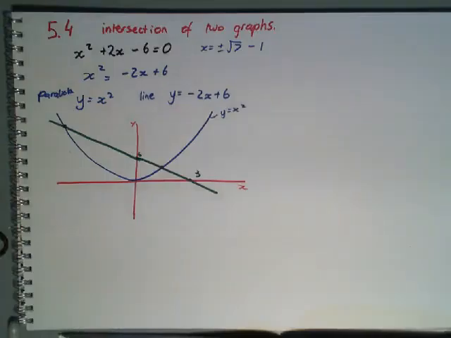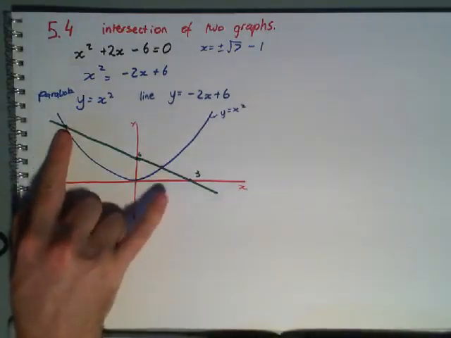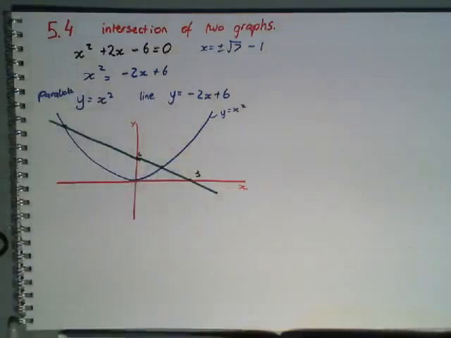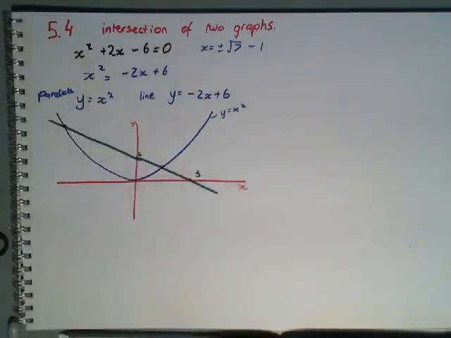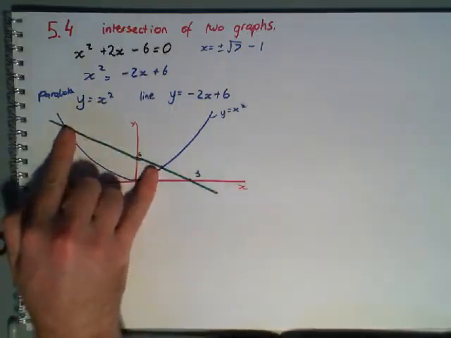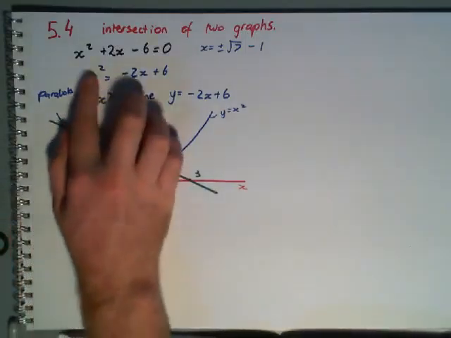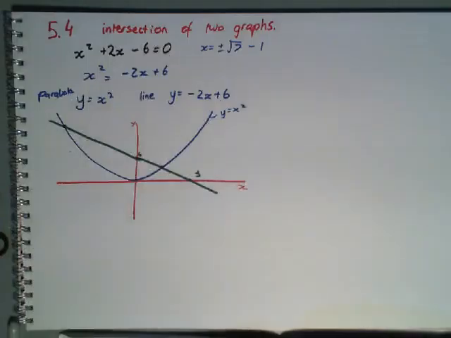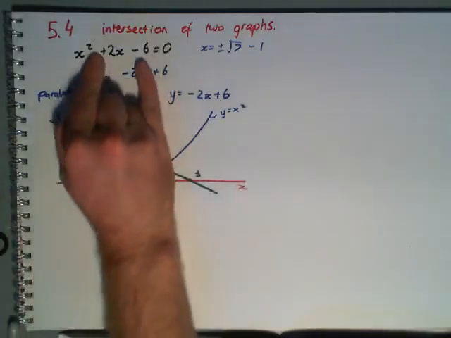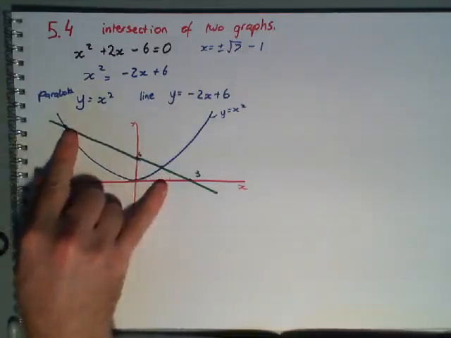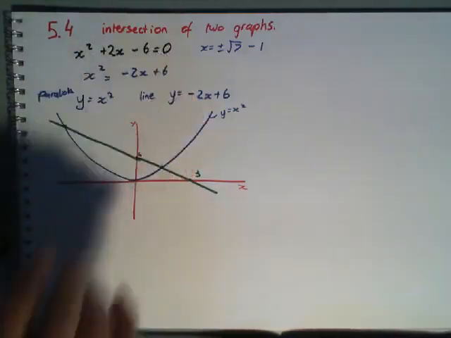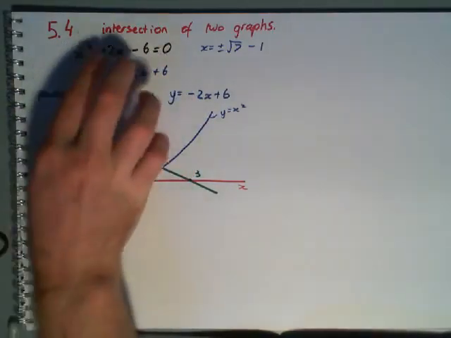So what we want to do is, the diagram shows there are 2 points of intersection. So we've got 1 point here and 1 point here. So the equation x squared plus 2x take 6 has 2 roots. Because these two graphs have 2 intercepts between them, this equation here has 2 x-intercepts. If you got no intercepts between the graphs, it means there are no intercepts for that one. But in this case, we've got 2, so this has 2.